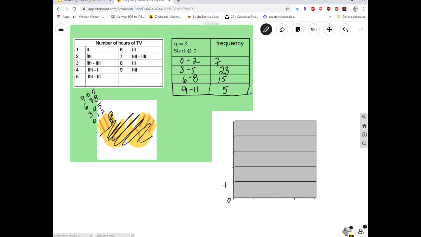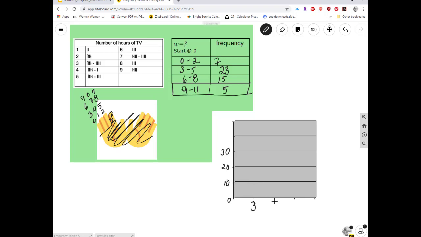Let's do the y-axis first. I'm going to do 0, 10, 20, 30. And I'm going to make this axis go from 0 to 3. Remember, if for some reason I had 2.5, I would have to put it in this first bin. This next bin starts at 3. So everything prior to 3 has to go into this interval.